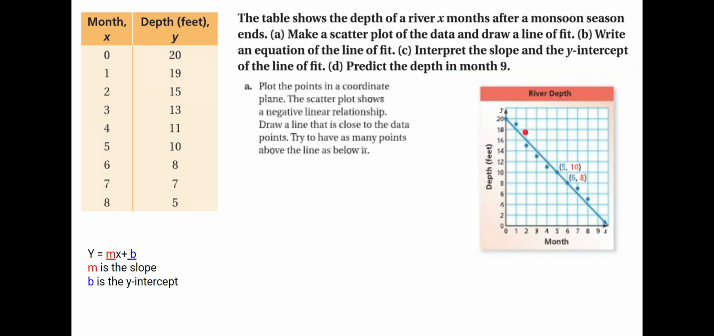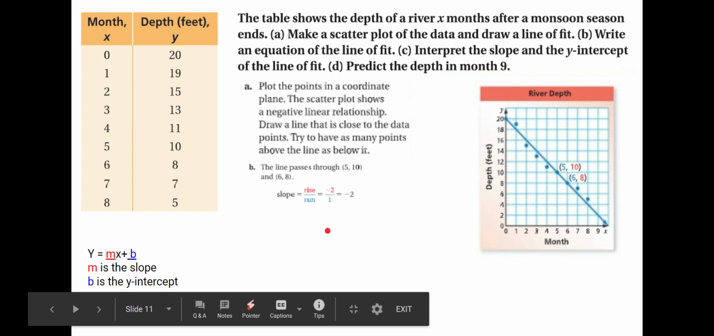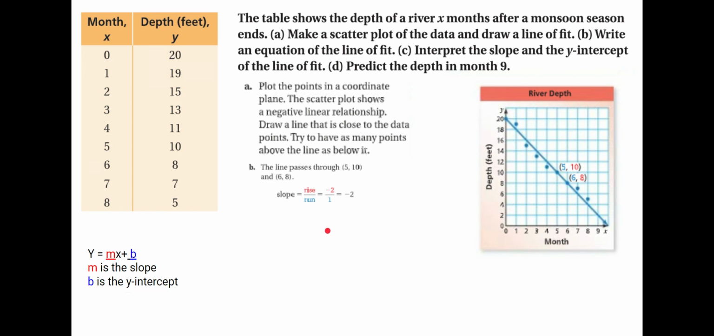So you can put your own dot here and a dot here, and then use them to find the slope, rise over run. Since it's negative, that means you're going down. The vertical line going from 18 to 16 on the y-axis went down by 2 feet, and the horizontal line, which is the x-axis, which is the run, goes by 1. So it goes down 2 feet per 1 month, and that's the slope. So to find the slope, it's rise over run, -2 over 1, which equals -2.